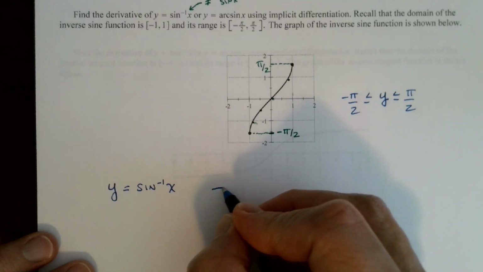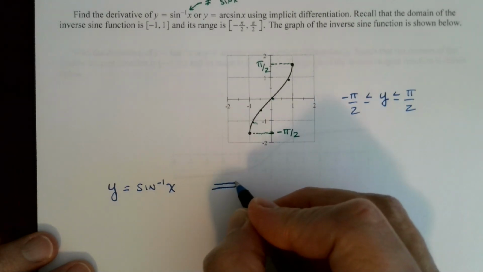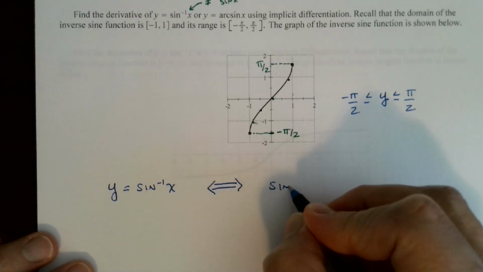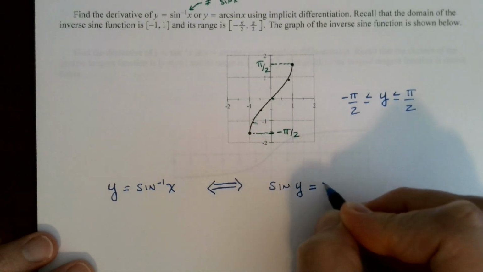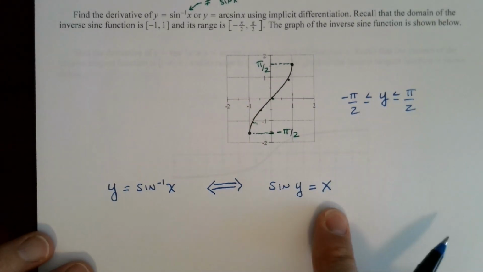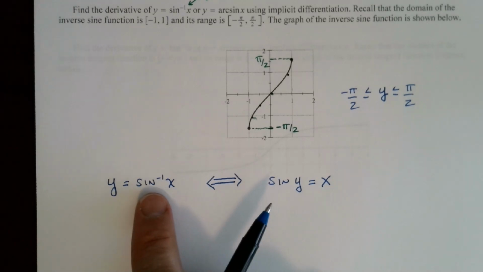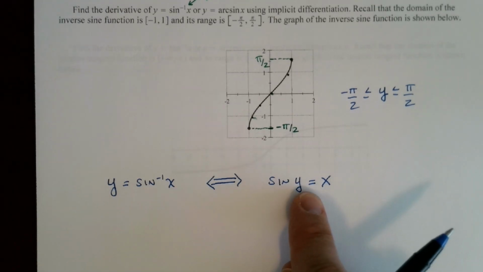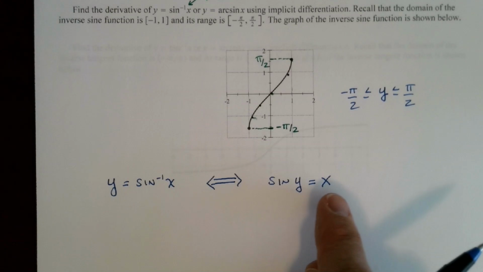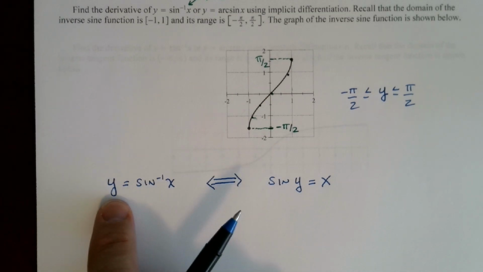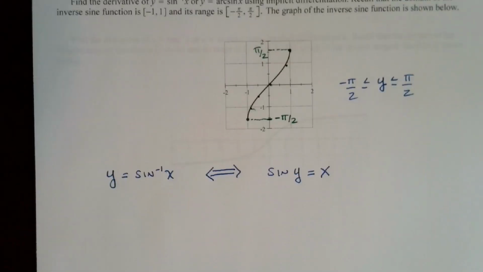Okay, now y is equal to the inverse sine of x if and only if sine of y equals x. So what I'm doing here is applying the inverse function property. All right? If I plug y into the sine function and I get an output of x, then if I plug x into the inverse sine function, my output's going to be back to y. They cancel each other out.